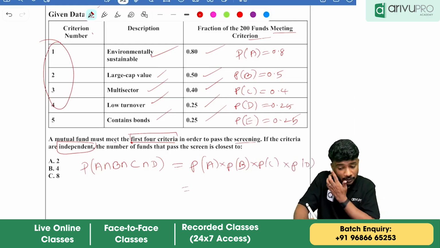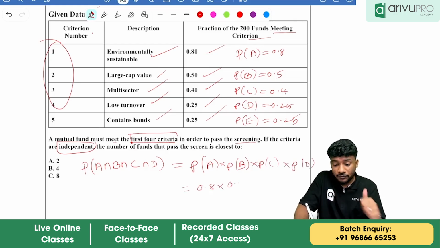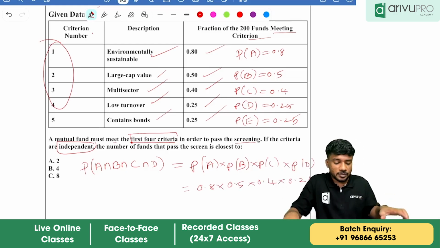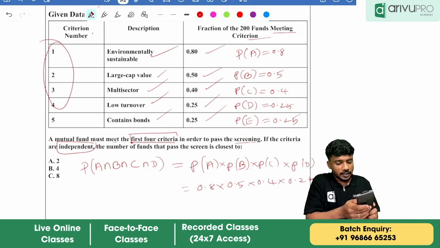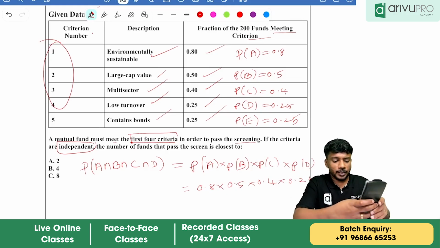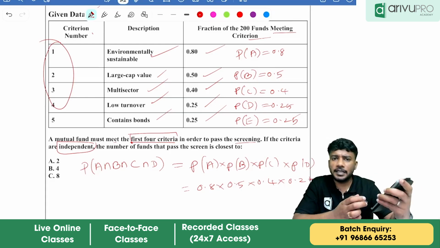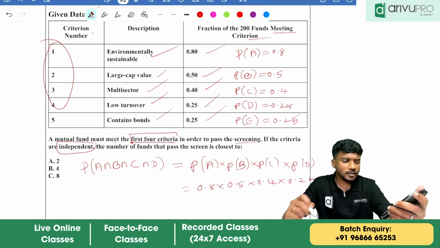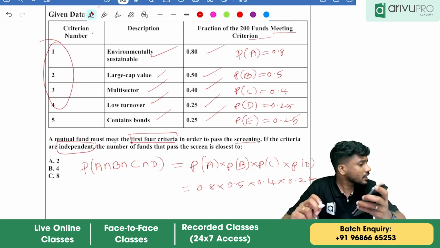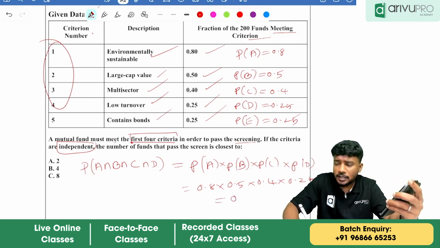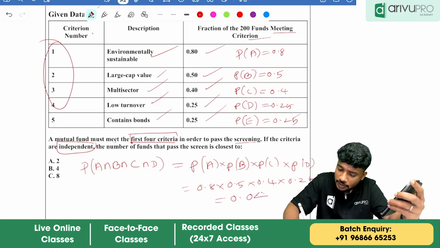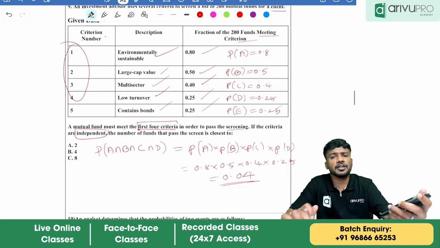Now put the values: 0.8 into 0.5 into 0.4 into 0.25. How much is it? Take your calculator, clear off everything and start doing 0.8 into 0.5 into 0.4 into 0.25. You will get the probability value. How much is the value you got? Yes, you got 0.04. Correct? Yes, that is the probability value.